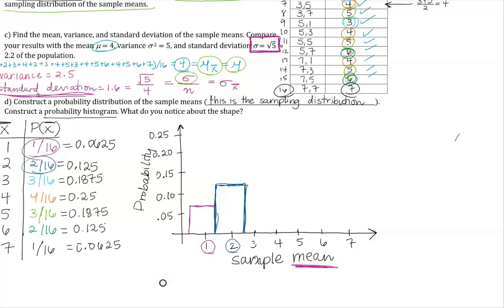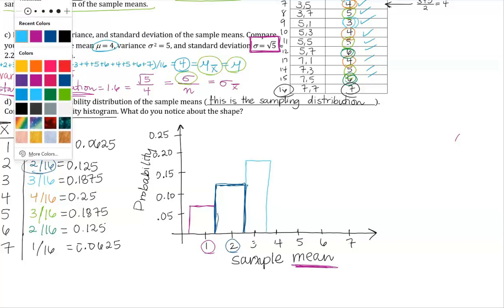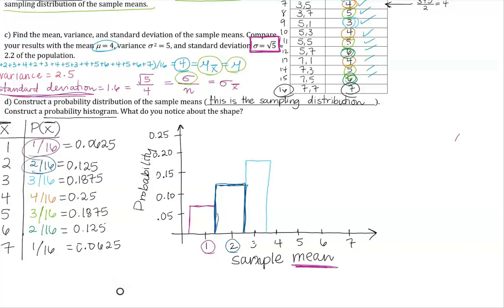If our mean came out to be 3, there was about a 0.1875 chance of that happening. So I'm going to go up on the 3 and end a little bit before I get to 0.2. If our mean came out to be 4, what we have here in orange, there was a 0.25 chance of that happening. So here we're going all the way up to 0.25. I know my bars aren't equal, but I think y'all get the point. If the mean was 5, there was a 3 out of 16 chance of getting that, which is 0.1875.